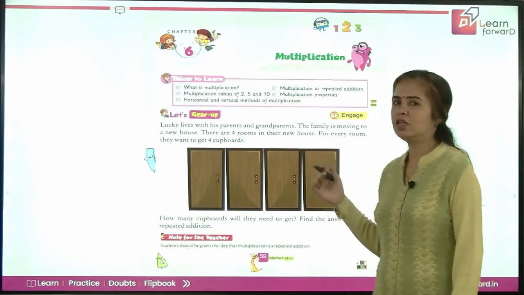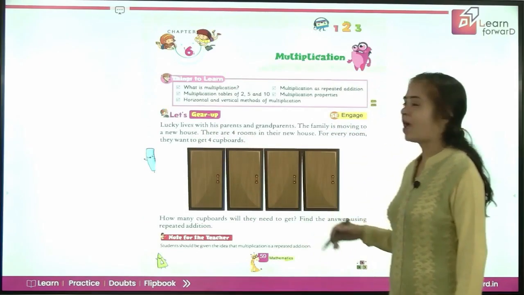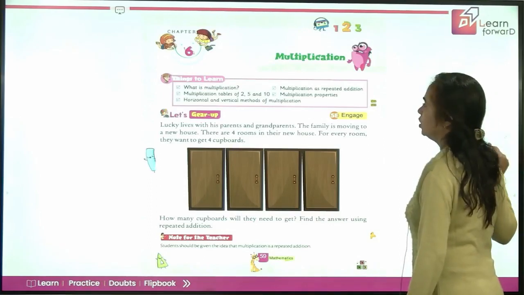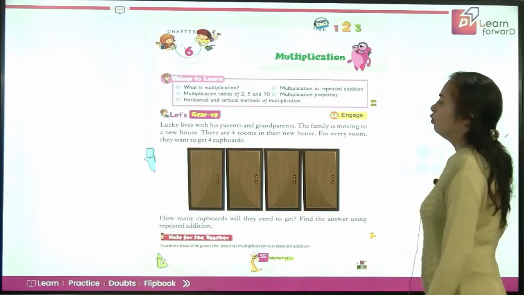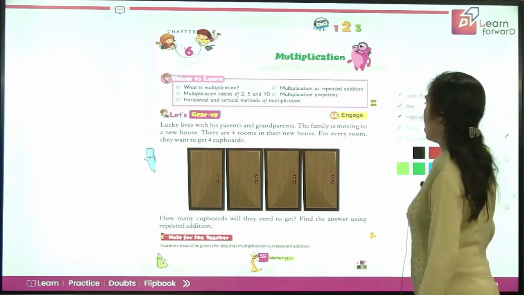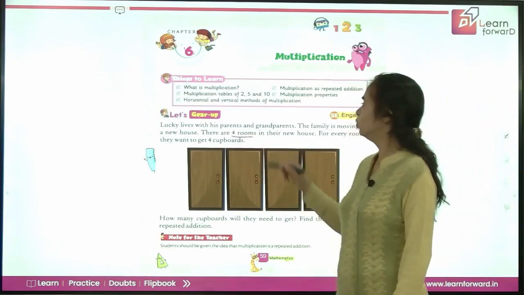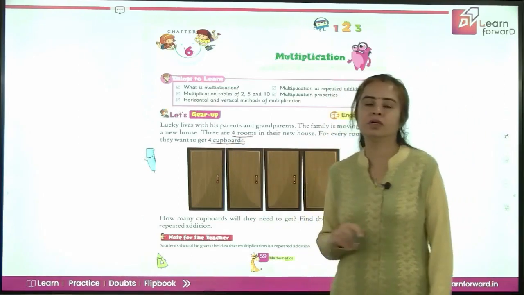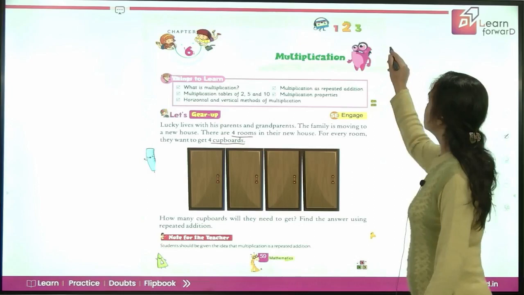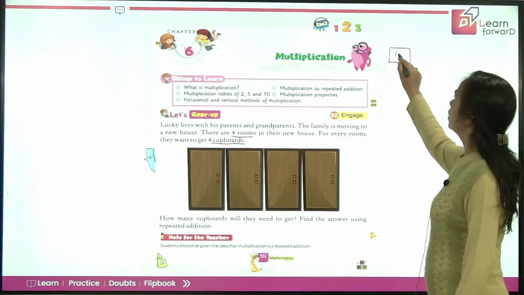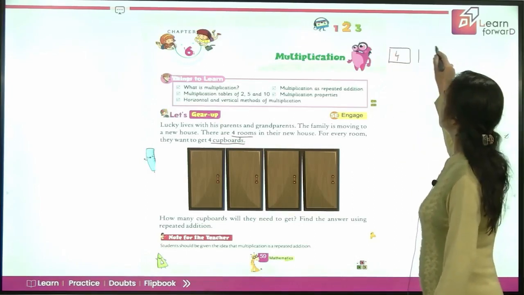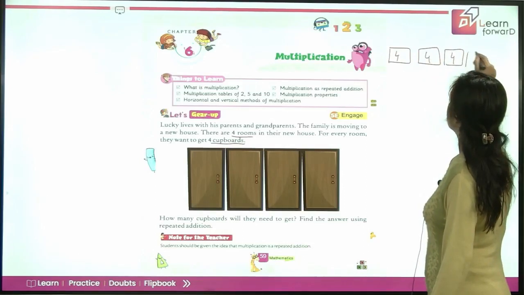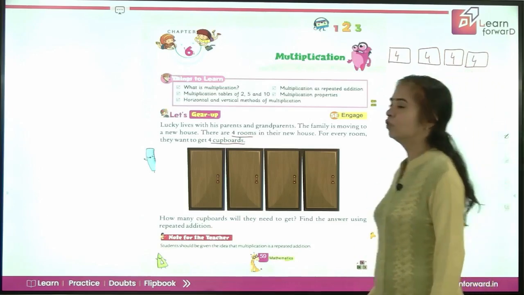So, let's recall something. Lucky lives with his parents and grandparents. The family is moving to a new house. There are 4 rooms in their new house. For every room, they want to get 4 cupboards. That means if this is one room, they will have 4 cupboards in this room. In the second room also, they'll have 4 cupboards. In the third room also, 4 cupboards. And in the fourth room also, 4 cupboards.